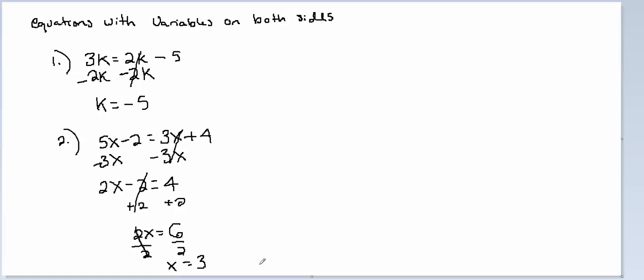And you could always check these again by putting the 3 in here and here on both sides. So 5 times 3 is 15. 15 minus 2 is 13. Do the same thing over here. 3 times 3 is 9. 9 plus 4 is 13. So both sides had a result of 13 with that answer in, so it worked. That's always the way you want to check your answers. So these could start being mixed in with your multi-step equations.